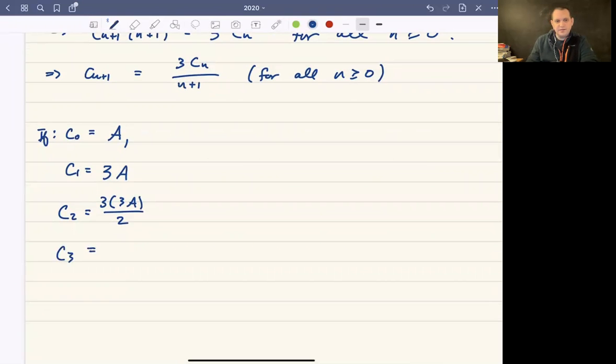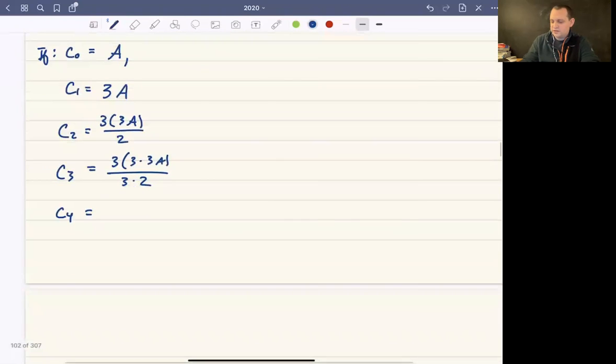And then C3 is going to be 3 times the previous term divided by 3. So this is 3 times 3a over 3 times 2. And let's do just 2 more. Hopefully the pattern will emerge here. By the way, this is 3 cubed times a over 3 times 2.